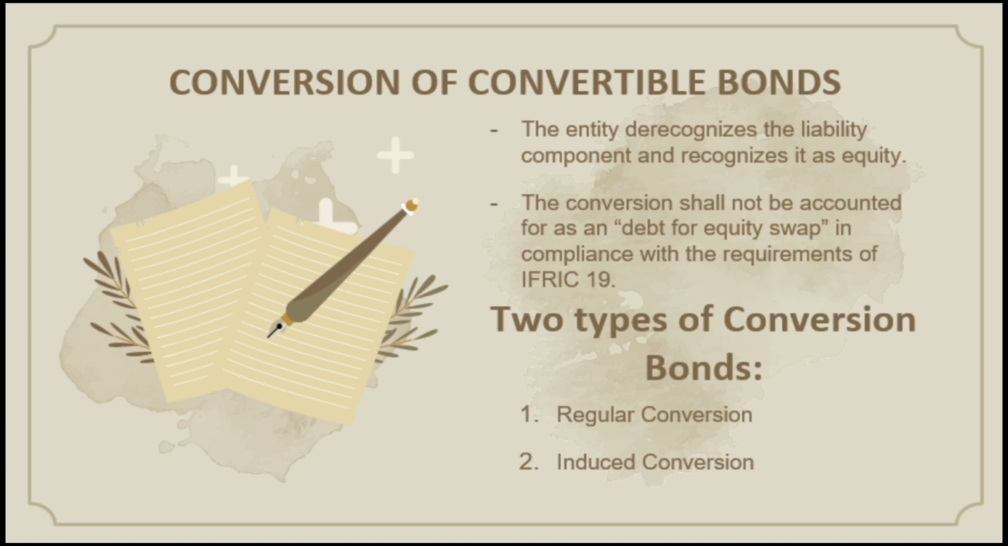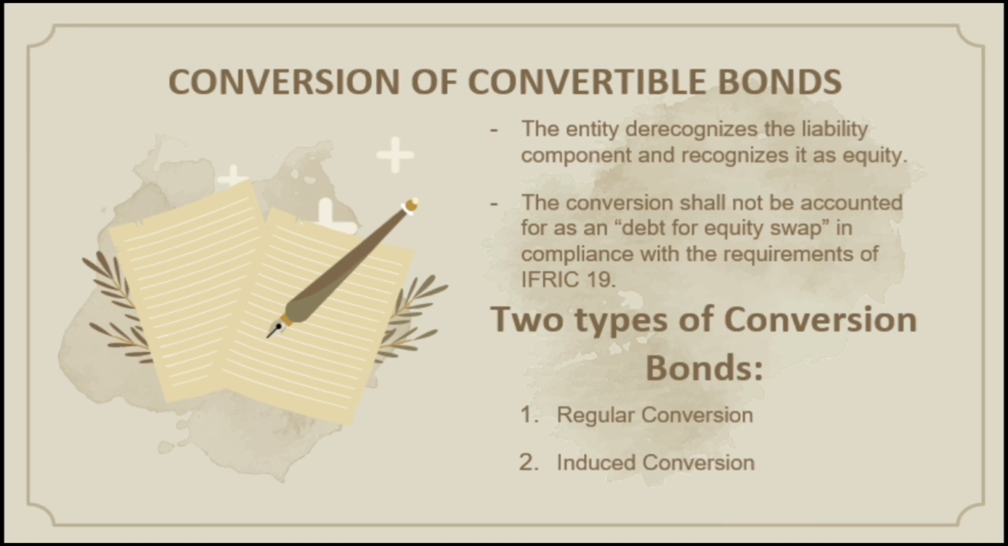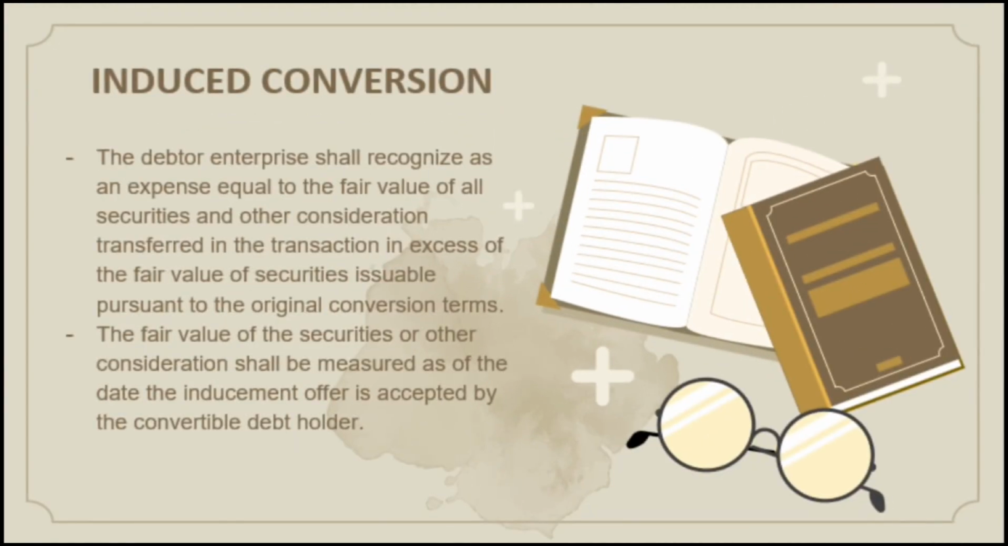There are two types of conversion for bonds. We have the regular conversion and induced conversion. Regular conversion means no gain or loss is recognized, while in induced conversion, a loss may be recognized but not a gain. This distinction ensures appropriate accounting treatment for different types of conversions and maintains the integrity of financial reporting. So, what is induced conversion?